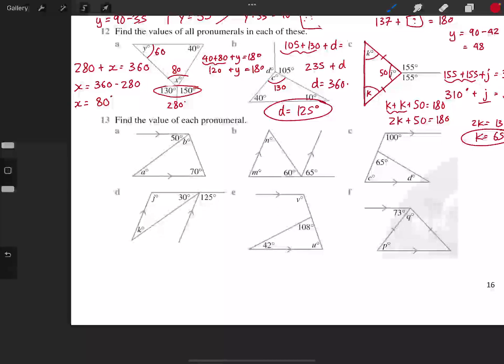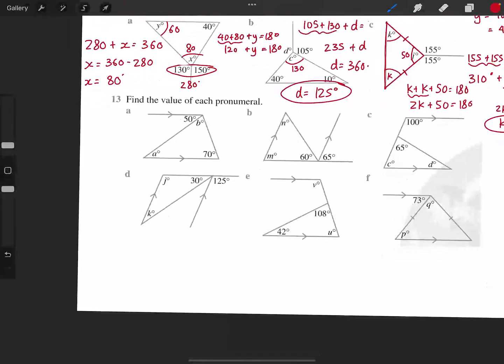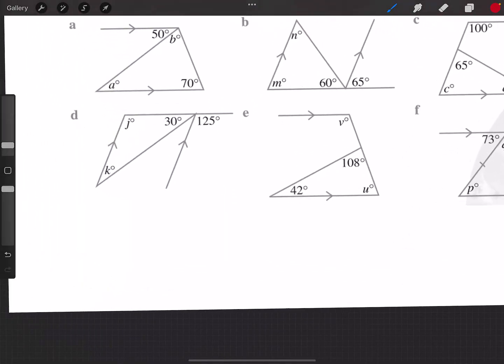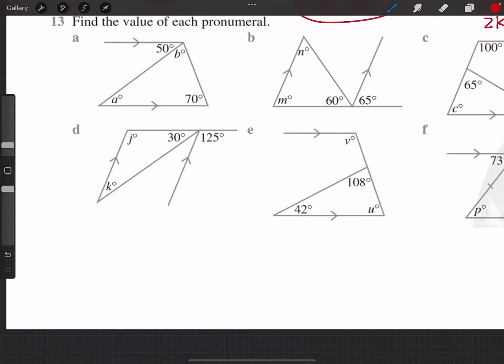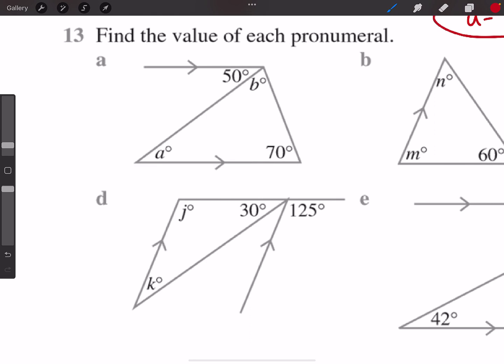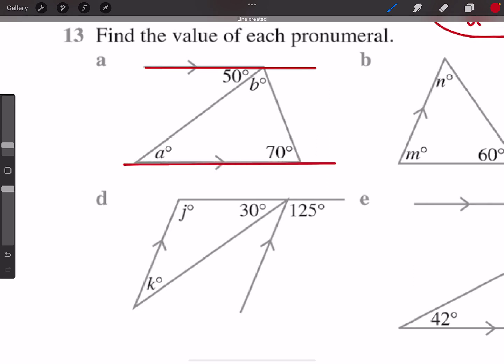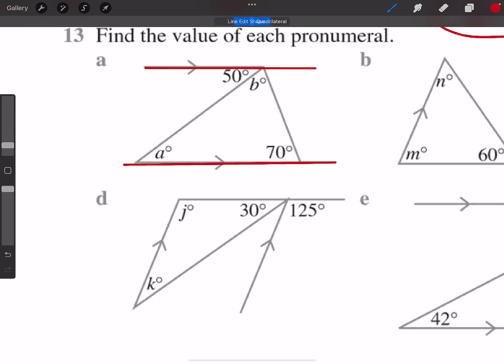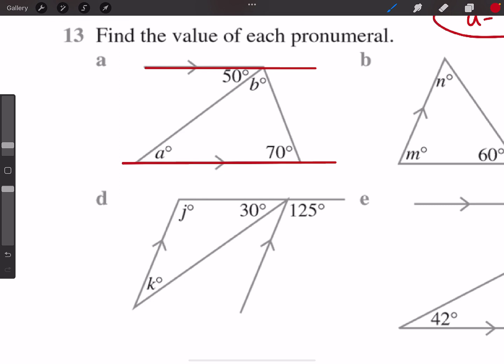Woof, I'm going through all these questions now. Question 13. Find the value of each pronumeral. Okay, so let's see. We can see, look at this, two parallel lines, right? And you have a transversal line.